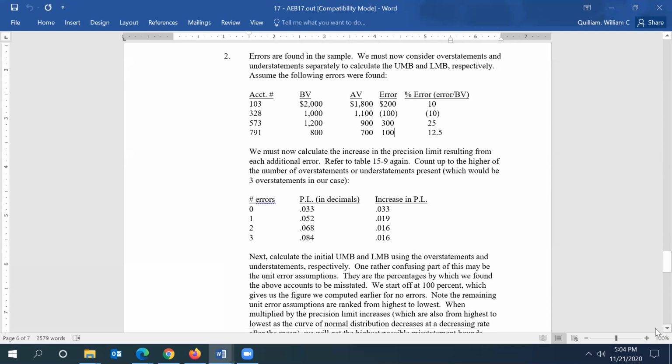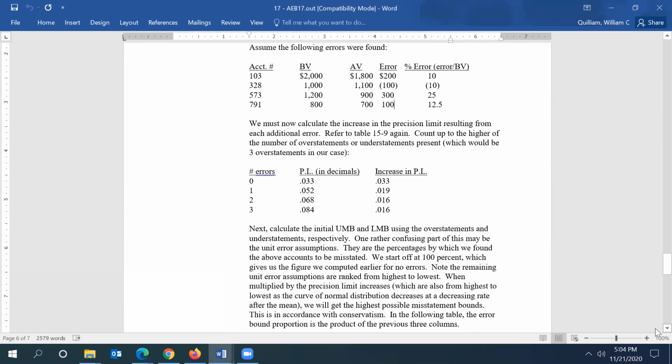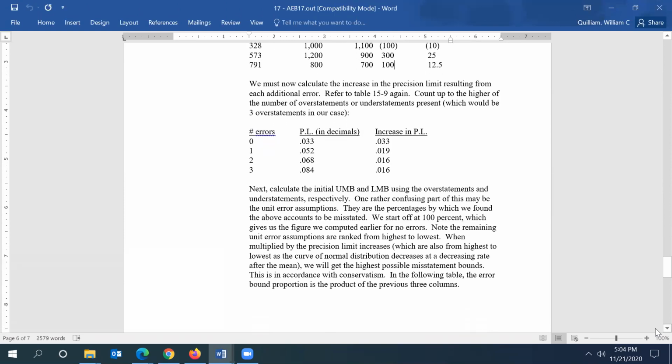By the way, do you think it's more common to have more overstatements than understatements? Yes, it is. Clients like to overstate accounts receivable.